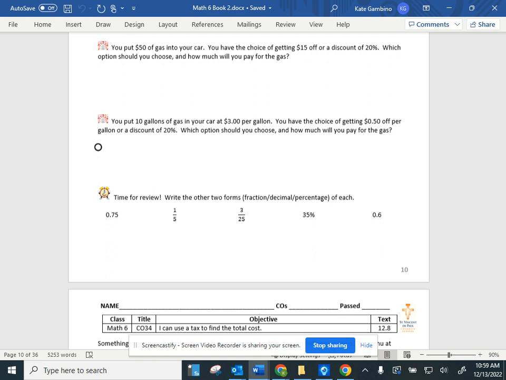And then at the bottom, we're reviewing fraction, decimal, percentage, converting back and forth. So if you're given a decimal, show me the percentage and fraction. So show the other 2 ways to convert. Any questions on today's assignment?